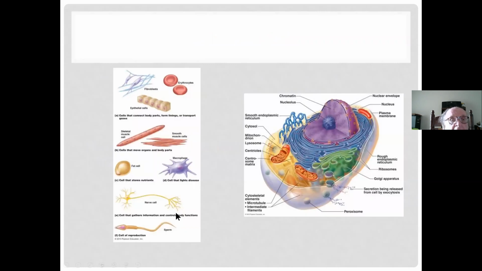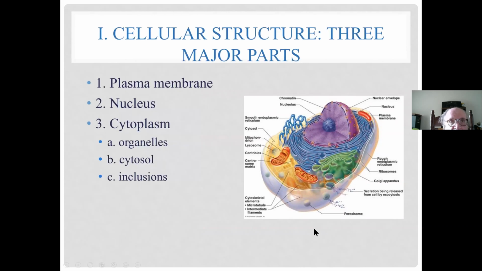But these are different kinds of cells. There are muscle cells, nerve cells, red blood cells, reproductive cells, and a number of others. But this is the general schema for what a cell looks like internally in a multicellular organism. Since we're taking human anatomy and physiology, we're going to deal with multicellular organisms. This is what a cell looks like with all the stuff inside of it.